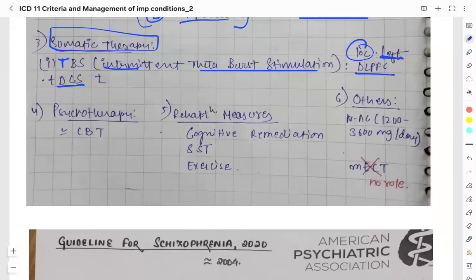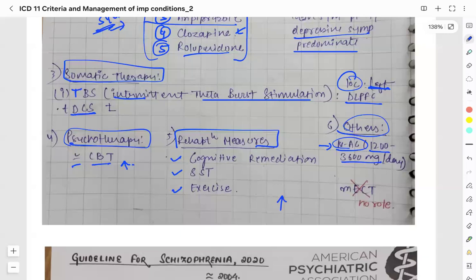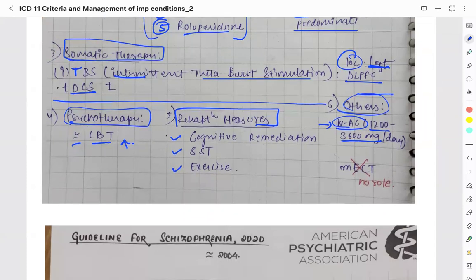Then we have psychotherapy with CBT, which works well. We have rehabilitative measures, for example cognitive remediation therapy, social skills training, and exercise. And then others, N-acetylcysteine with a dose of around 1200 to 3600 milligrams. All of this is given in Maudsley as well, but I have not taken screenshots of the pictures, and I've just written it all in all. These are also some of the measures that have been helpful with negative symptoms in schizophrenia.